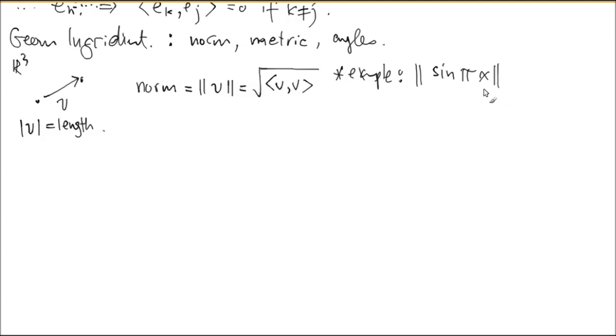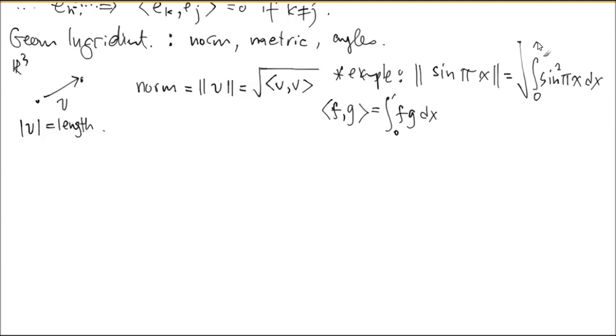It depends on what kind of inner product we're putting in there. So let's say the inner product, we define it here. So here's f and g, right? These are vectors. So let me use 0 and 1 here. I'll use the integral from 0 to 1 of f times g dx. That was the inner product, right? So what is the norm in here? It's the square root of the integral from 0 to 1 of sine squared pi x dx. That is the length of this vector. That's the norm of this vector.